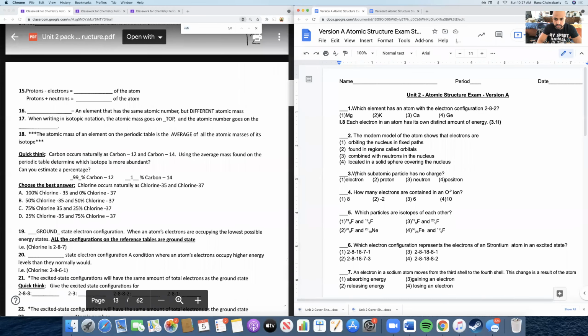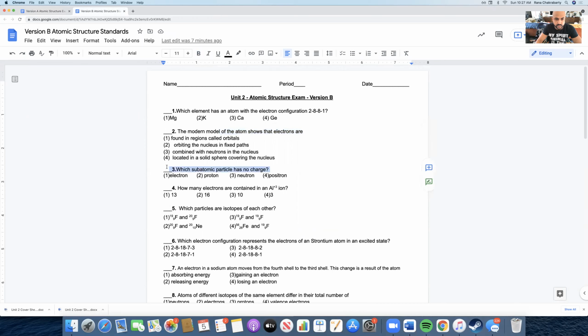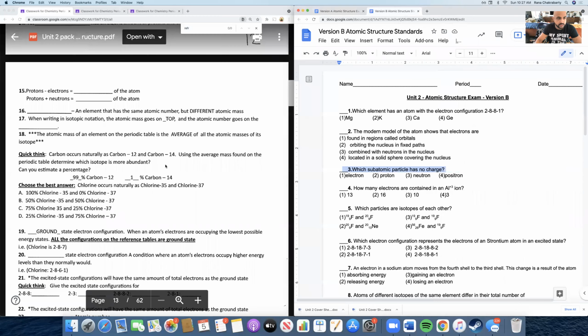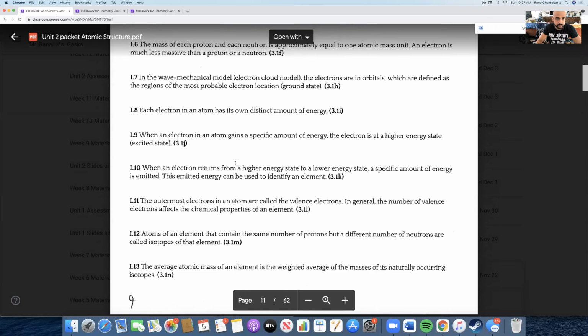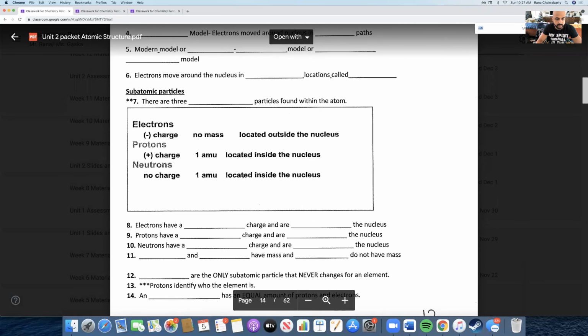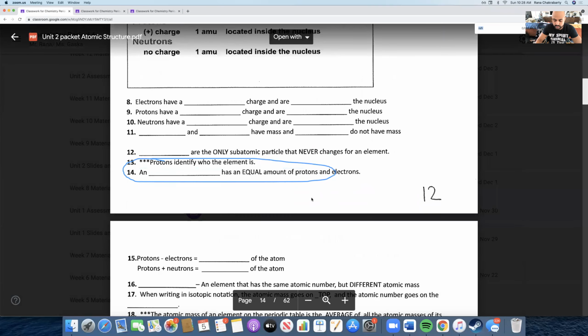The next one here, which subatomic particle has no charge? Okay, it was the same question on both exams. So where is that in the notes? It's actually in a lot of places in the notes. But really quickly, a subatomic particle with no charge is a neutron. Right, that was on page 12 of your notes.